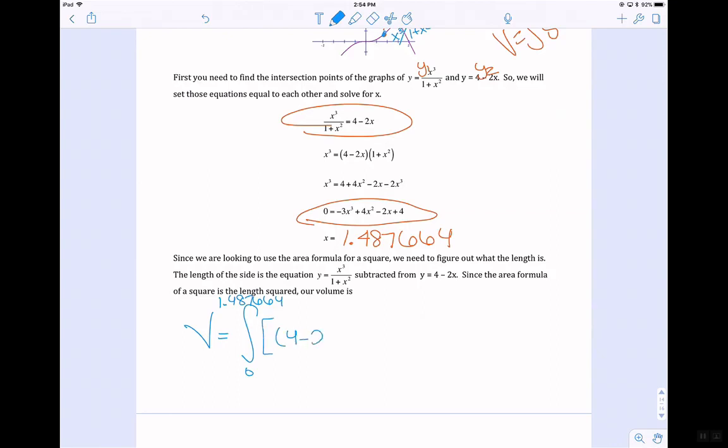So I have my 4 minus 2x first, and then my x cubed divided by 1 plus x squared second. Because this is the area formula for a square, this is the side length, so we are going to square it and then tack on the dx. When you use your graphing calculator, you will get 8.997.